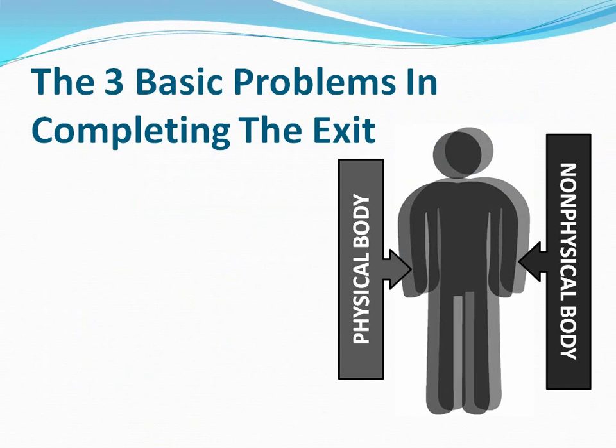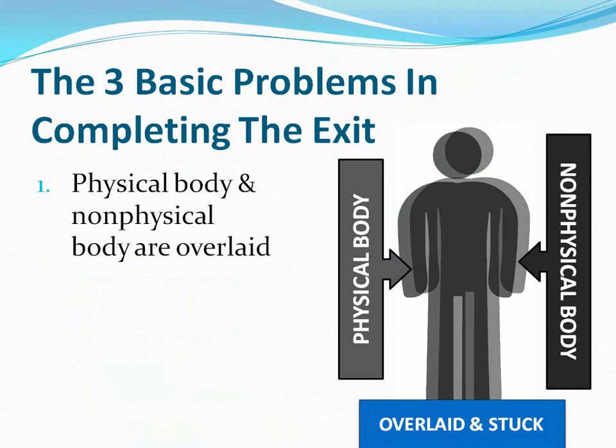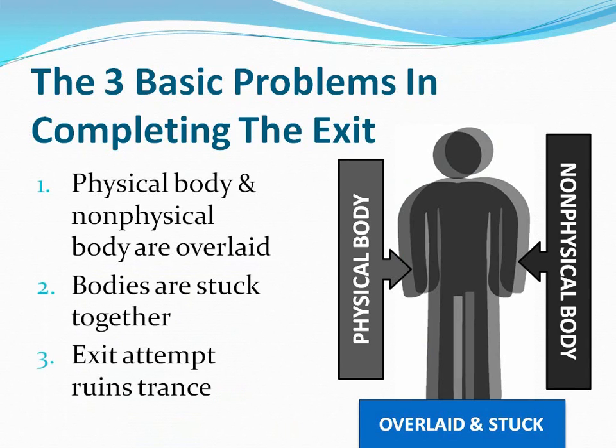In completing the exit, there are 3 basic problems that you need to solve. First, that you can't tell your physical body from your non-physical body because they're overlaid. Second, that you can't separate them because they're stuck together. And third, if you move and you're not ready to exit, you'll tense up and ruin your trance. The last problem is a major obstacle.